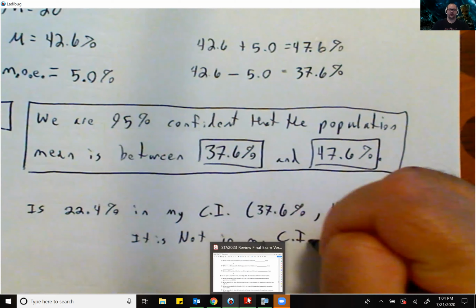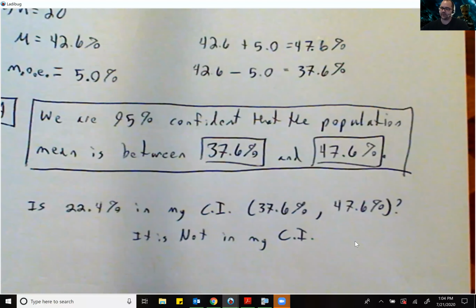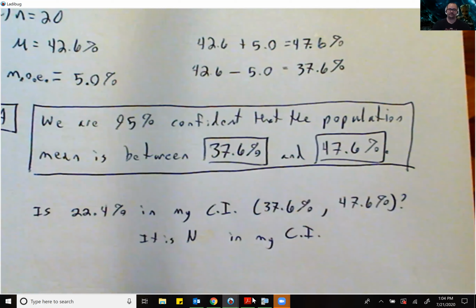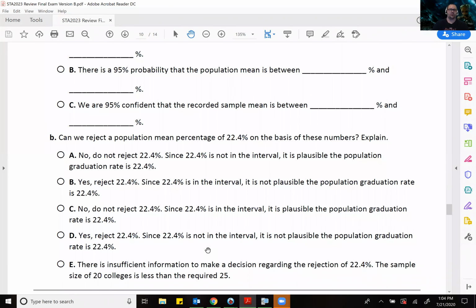Okay, so that's important. It is not in my confidence interval. I want to stress that word not and make it all capitals. So what that means in terms of our problem is that we are going to reject. So we need an answer that says reject. So it's either B or D.